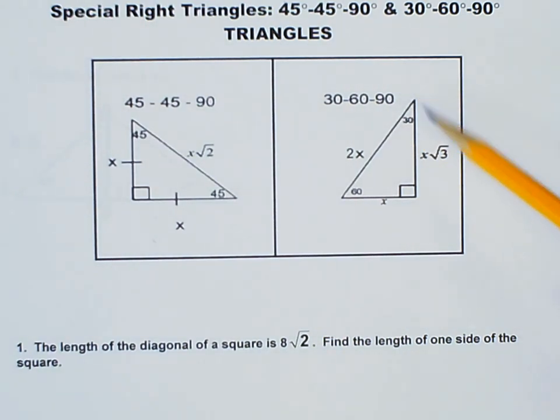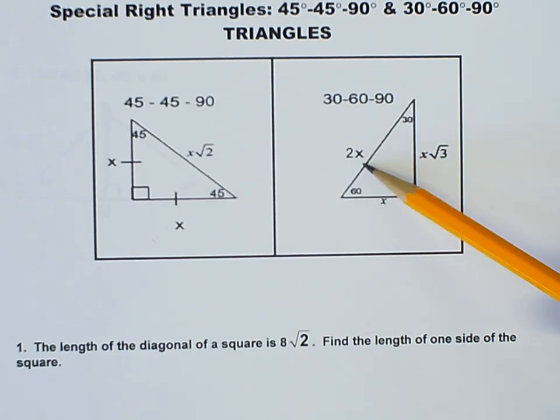On the 30-60-90, and don't forget they can flip it, whichever side has the 30 is always x radical 3. The 60 side is always x, and the hypotenuse is 2x.